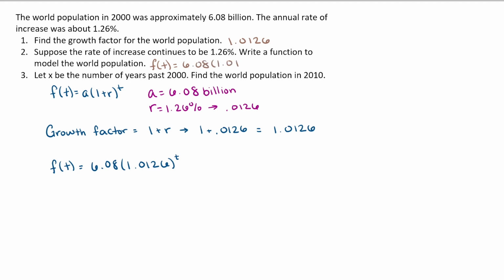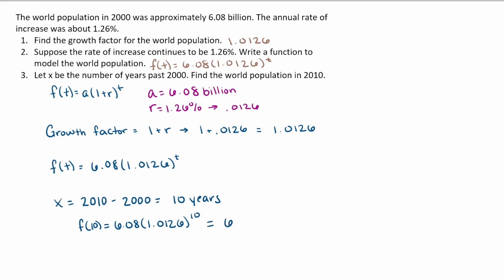If x is the number of years past 2000, we need to find the world population in 2010. So if we're in 2010, x would be equal to 10 because 2010 minus 2000 is equal to 10 years. We plug that in for our t, so y equals 6.08 times 1.0126 raised to the 10th power. Plugging that into our calculator gives us 6.89 billion. So in 2010, our world population is 6.89 billion.